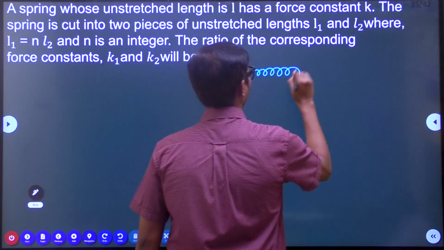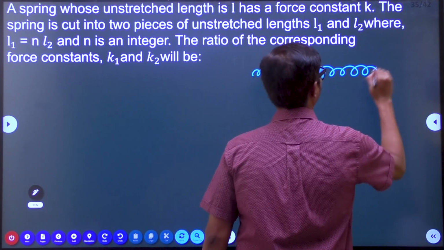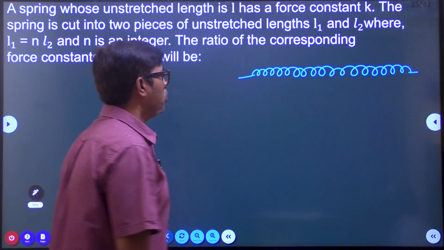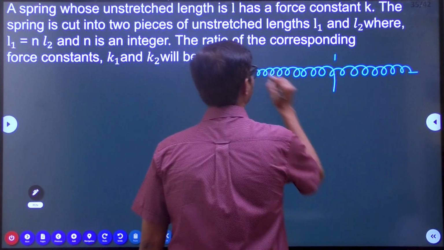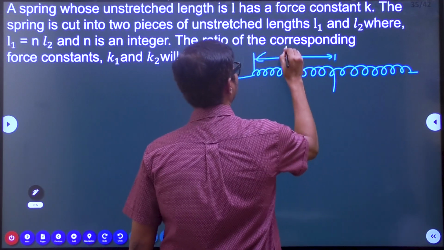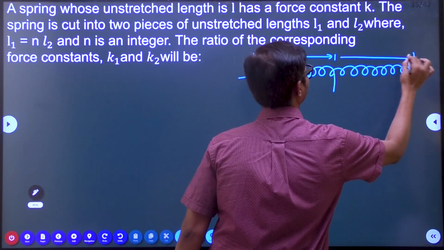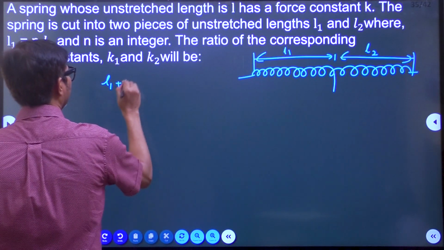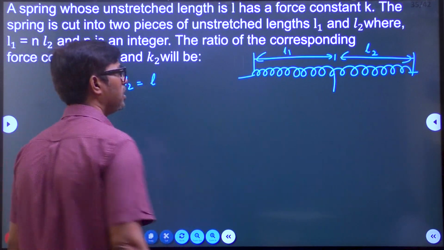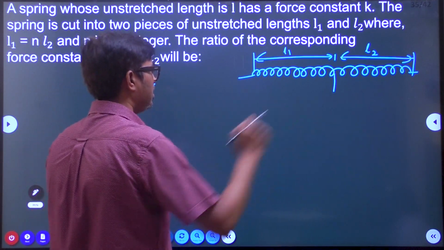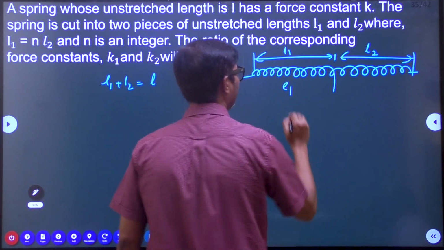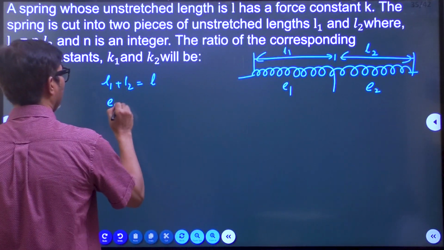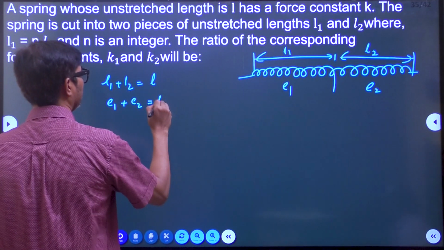So when you have a spring like this, let's say one big spring is there of natural length L. You can visualize it as two springs. This is length L1 and this is length L2, so that L1 plus L2 equals L. I'm just trying to explain that concept. Now when you are stretching it, let's say this is elongated by E1 and this is elongated by E2. The total elongation will be E1 plus E2.